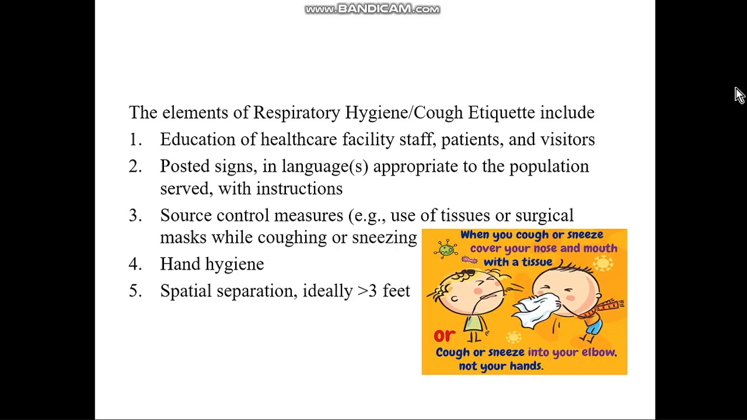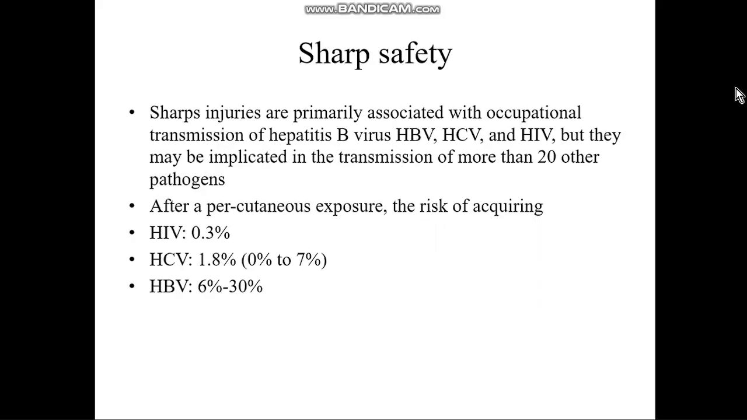Then spatial separation of the patients, ideally 3 feet, right? Because droplet infections can be controlled to a very large extent whenever there is 3 feet or 1 meter of distance maintained between the patient and the healthy individual.